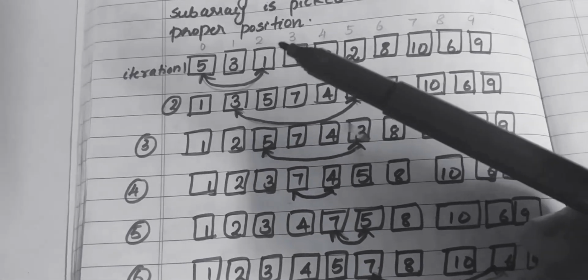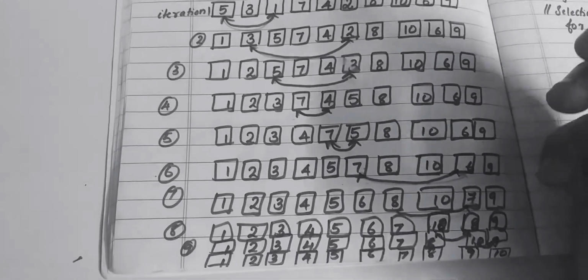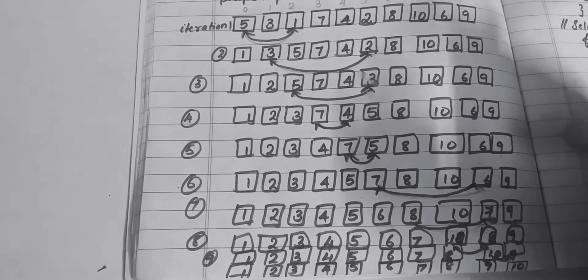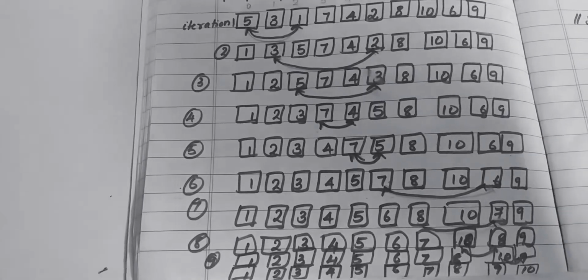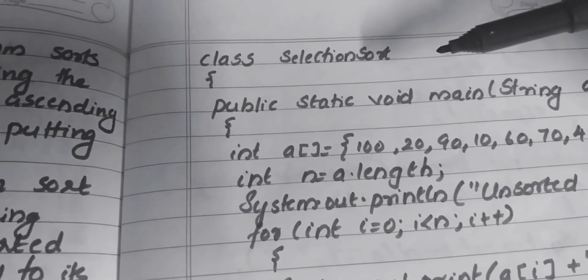So this process continues until all the elements in the array get sorted. So this is the selection sort technique. So let's move on to the program. This is a program, that is, class SelectionSort.